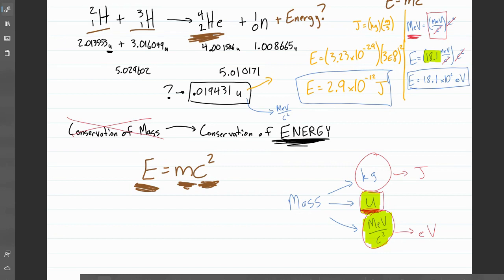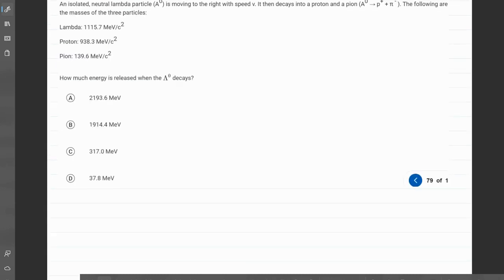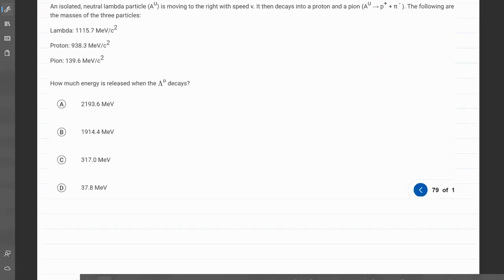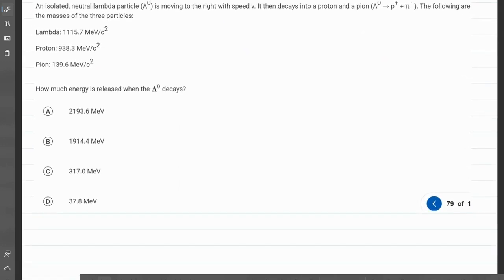All right, I've got one practice problem for us here. This is a publicly available question straight from AP. So let's take a look at this one. We've got an isolated neutral lambda particle. If you looked at our standard model last time, a lambda particle is made up out of a couple of quarks. You don't have to know it. In a question like this, AP will always just give it to you.